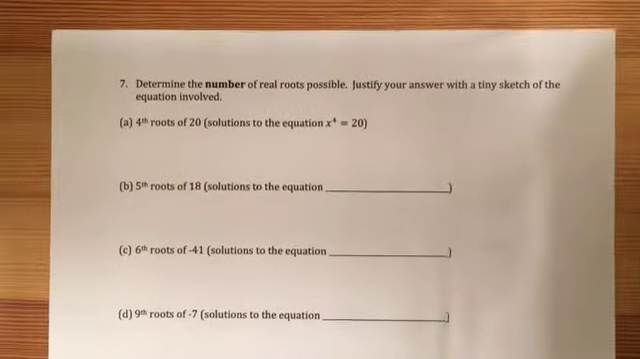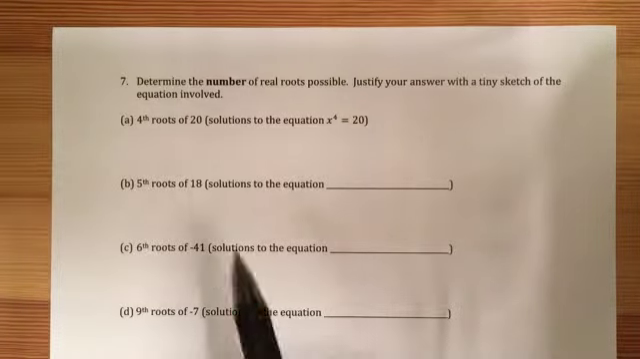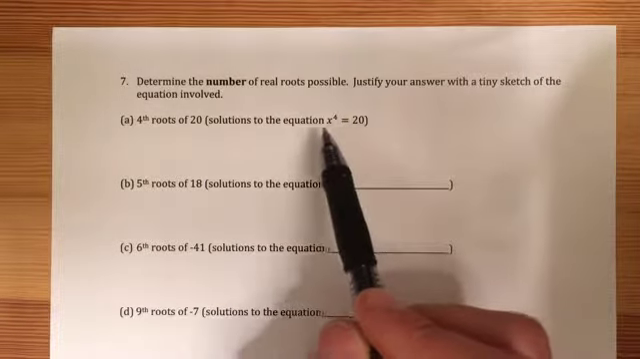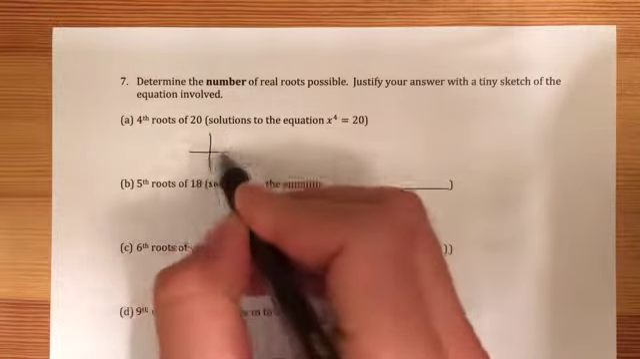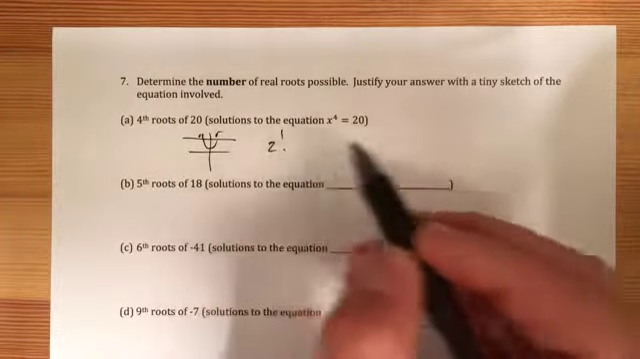Okay, finishing this one off. Determine the number of real roots possible. Justify your answer with a tiny sketch of the equation involved. 4th roots of 20. Solutions to the equation x to the 4th equals 20. Right, because if we're going to solve this, I take a 4th root. Well, x to the 4th looks like this. 20 looks like this, so I'm going to say 2.